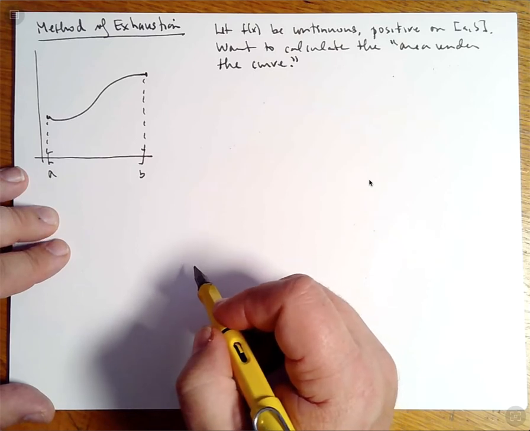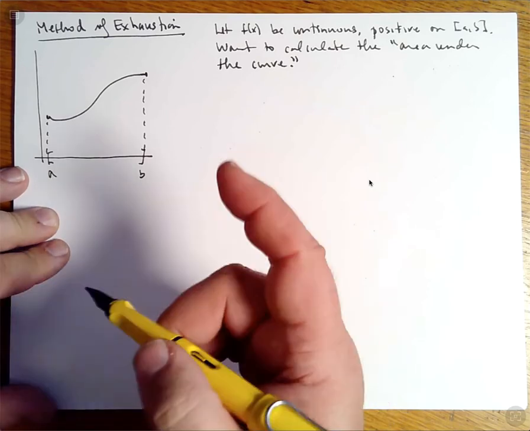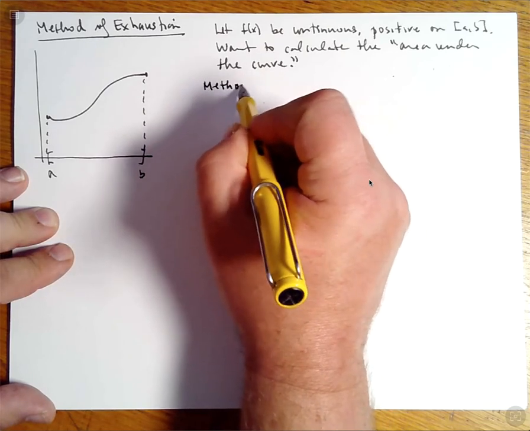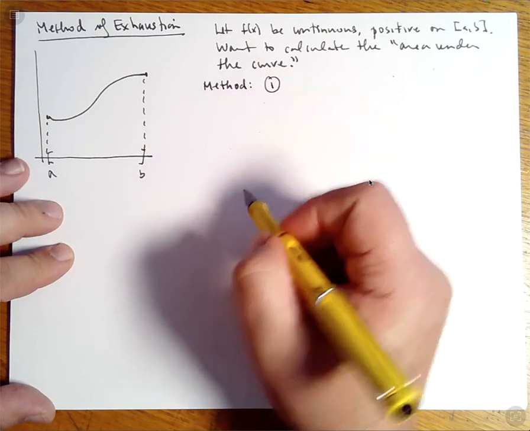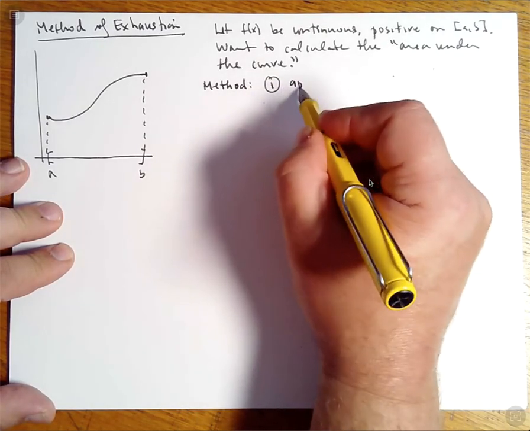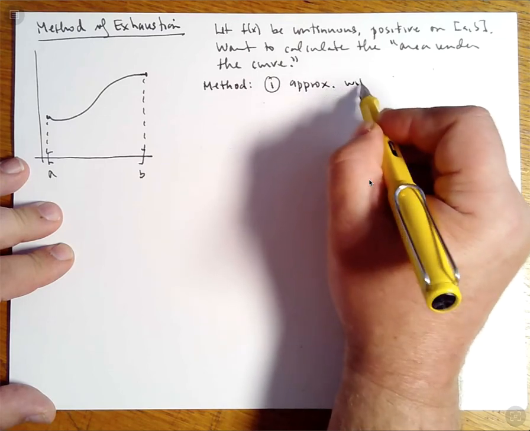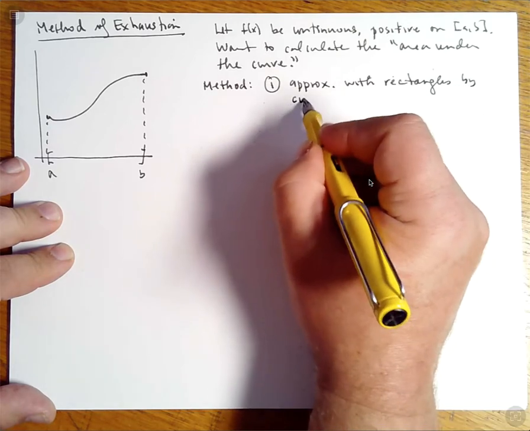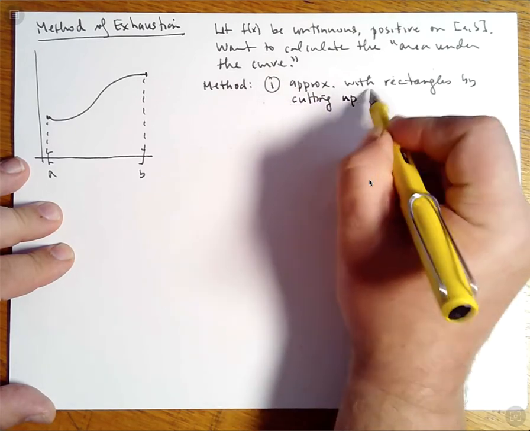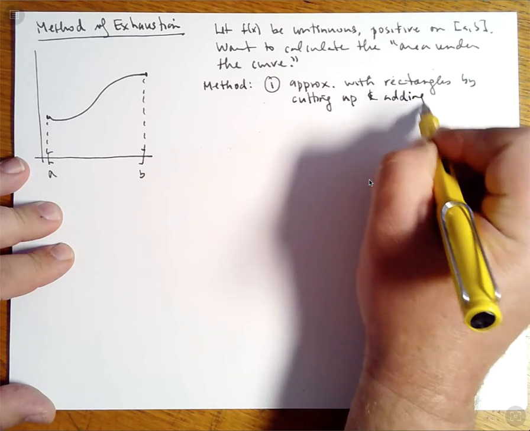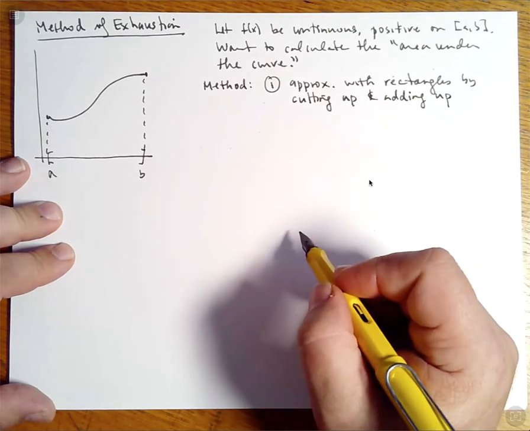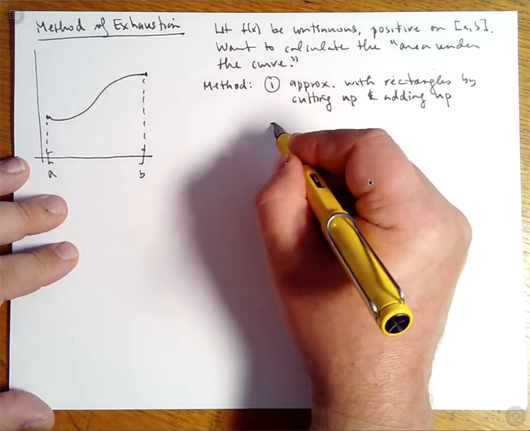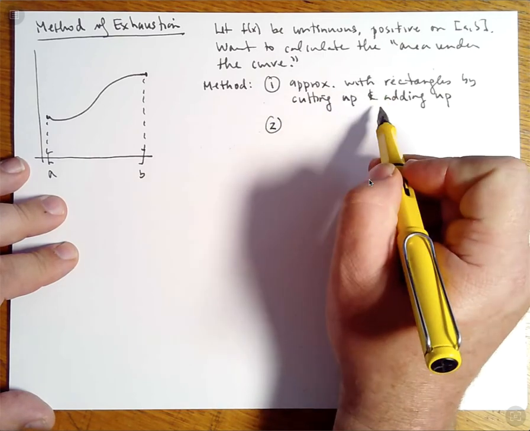I've said in a previous screencast that the method we use has 3 steps, and I'll just paraphrase here. The first step is we approximate with rectangles by cutting up our region and adding up the areas of the rectangles that approximate. And I have done a screencast on this previous to this.